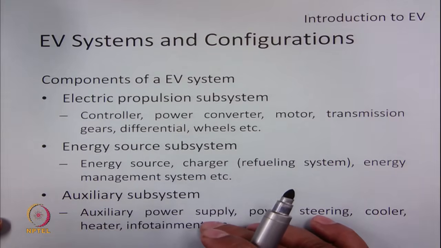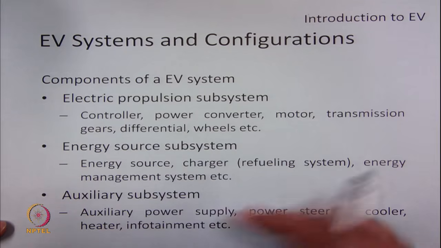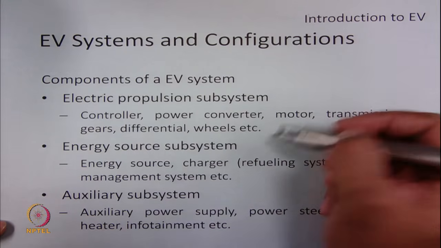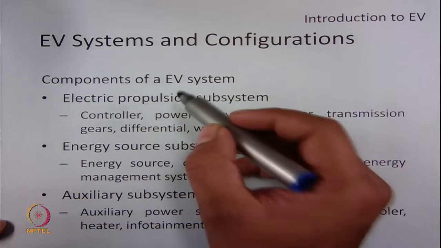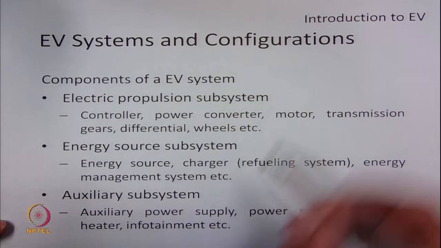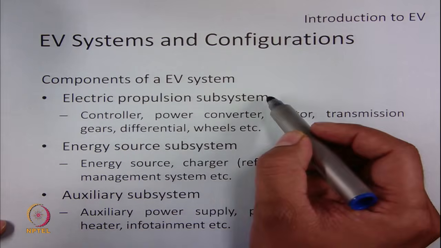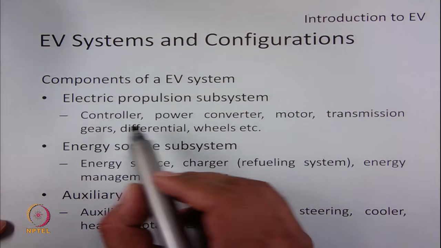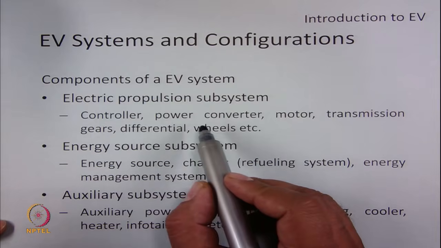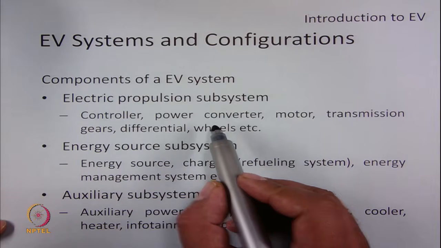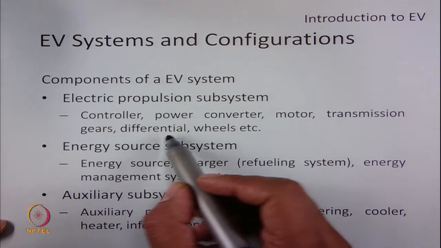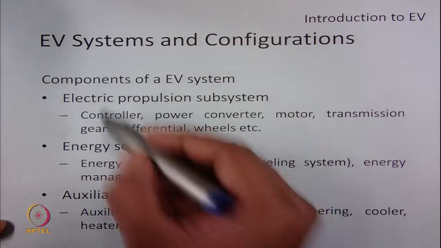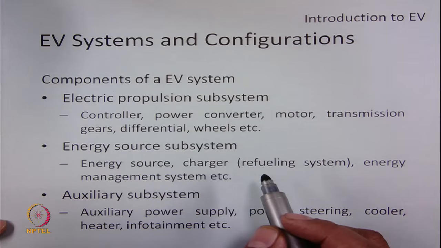So, what are the different components of a typical EV system? It has three main subsystems. First is the electrical propulsion system. Under this system we have controller, power converter, power electronics, motor, transmission gears, differential, wheels, etc. All this comes under the electric propulsion subsystem.